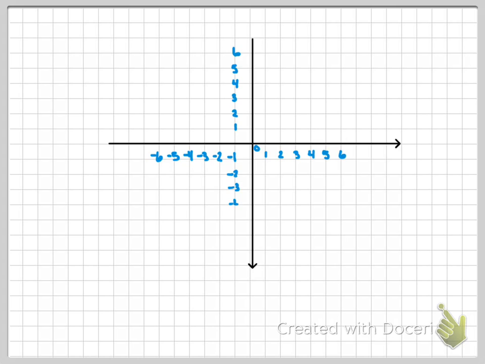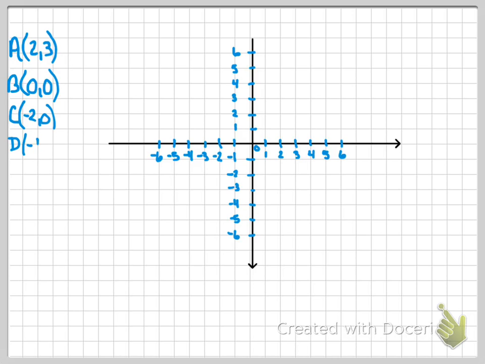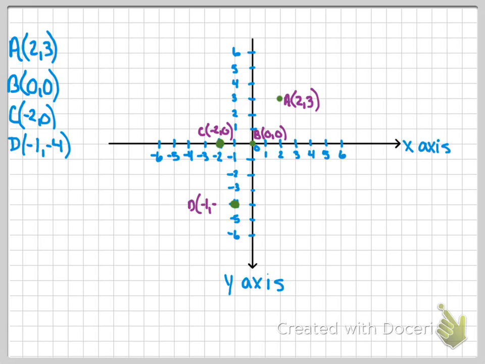Checking your turn now. You should have drawn your coordinate plane. Did everybody label their axis, the X and Y axis? Hope so. Okay, so we've got A, B, C, and D. Point A was 2, 3, so they were both positive. Point B was 0, 0. That was a pretty simple one to plot. Point C was negative 2, 0. And point D was negative 1, negative 4.